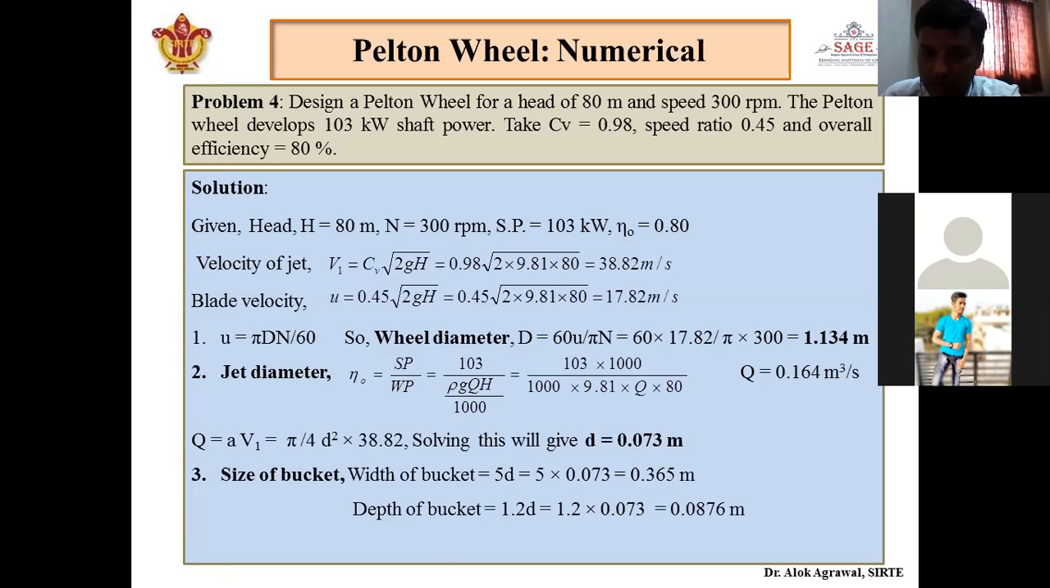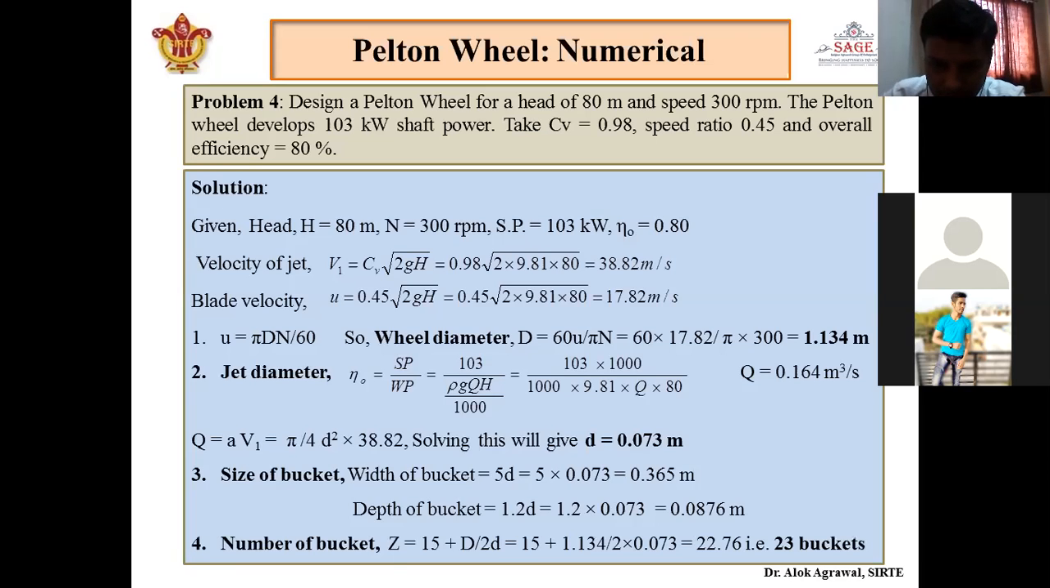Now the fourth and last point is to evaluate the number of buckets. The number of buckets is denoted by capital Z, and it will be equal to 15 plus D by 2 into small d. So we have capital D as 1.134 meter and small d as 0.073 meter, and when we calculate this, we get 22.76. So it is a fractional value.